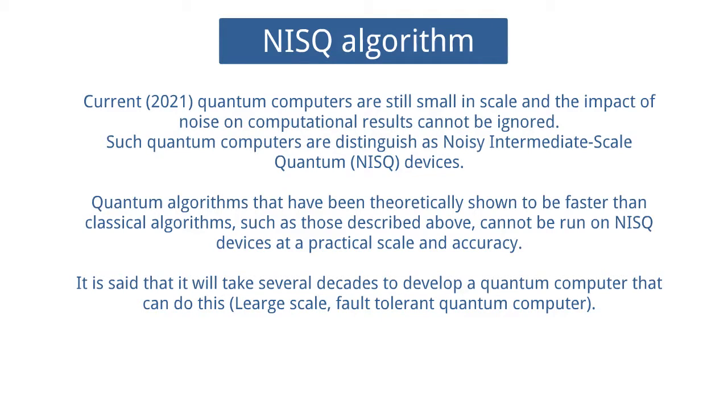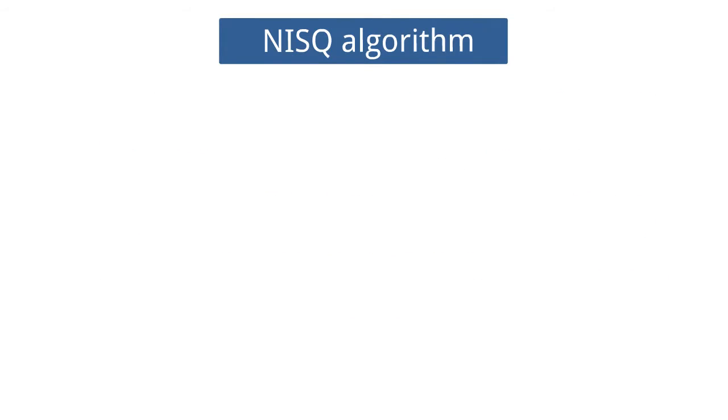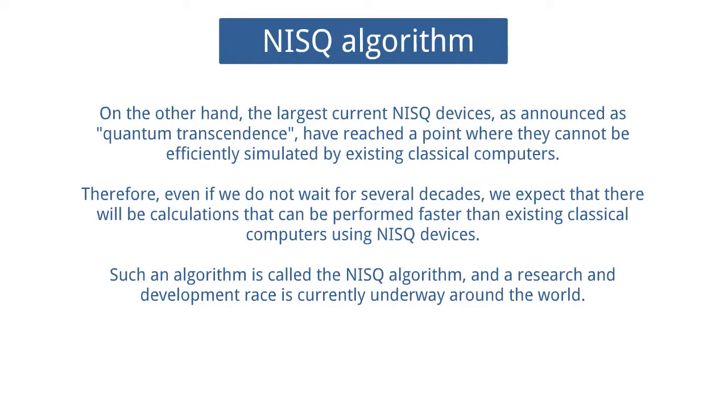It is said that it will take several decades to develop a quantum computer that can do this, a large-scale, fault-tolerant quantum computer. On the other hand, the largest current NISQ devices, as announced as quantum supremacy, have reached a point where they cannot be efficiently simulated by existing classical computers. Therefore, even if we do not wait for several decades, we expect that there will be calculations that can be performed faster than existing classical computers using NISQ devices. Such an algorithm is called the NISQ algorithm, and a research and development race is currently underway around the world.